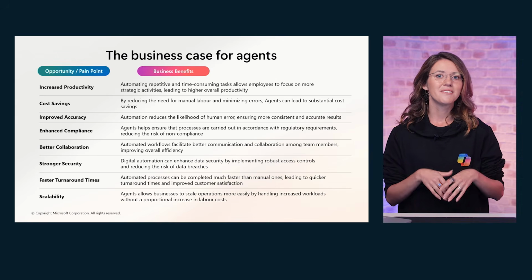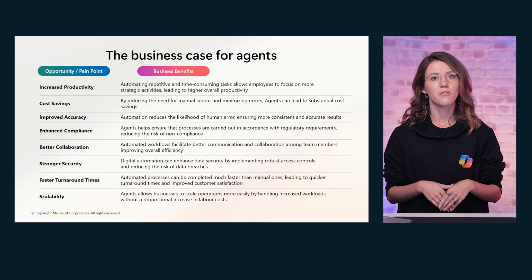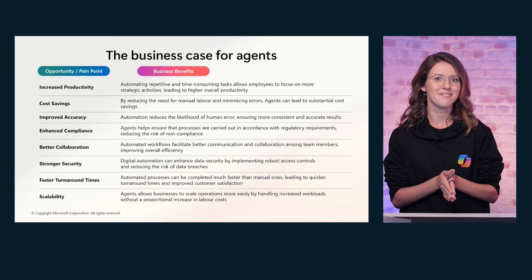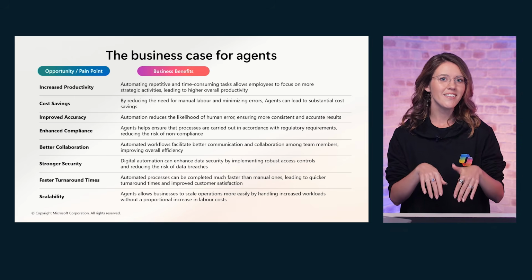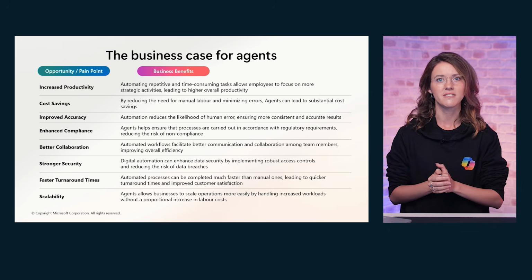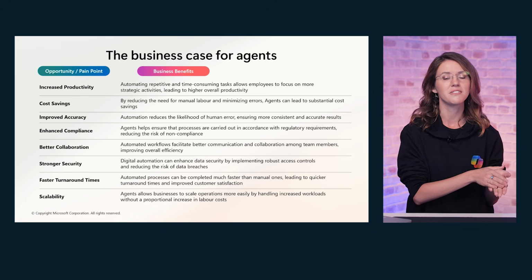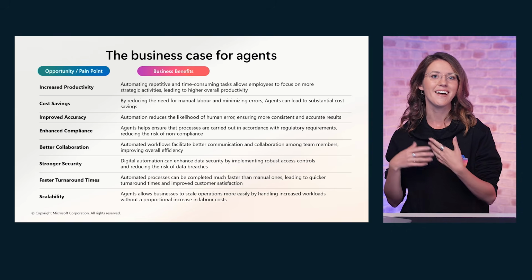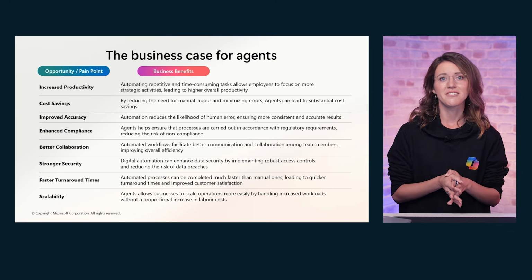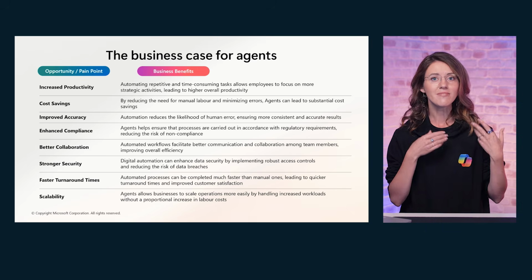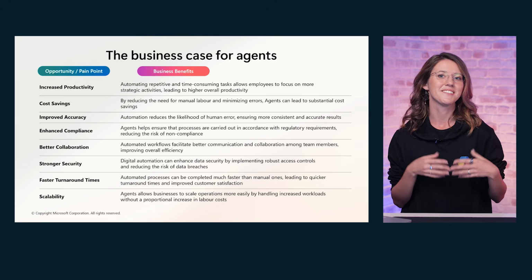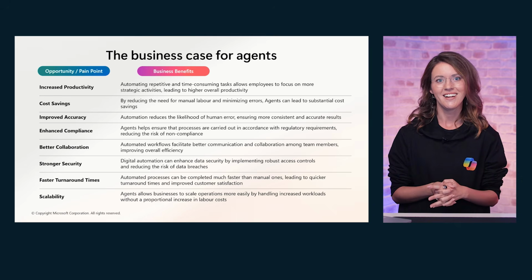As we delve into the value of automation through agents, it's crucial to grasp the broader business impact. This slide highlights the key benefits that build a compelling business case, from boosting productivity and cutting costs to enhancing compliance and scalability. These advantages show how automation isn't merely a tech upgrade, it is a strategic game changer.